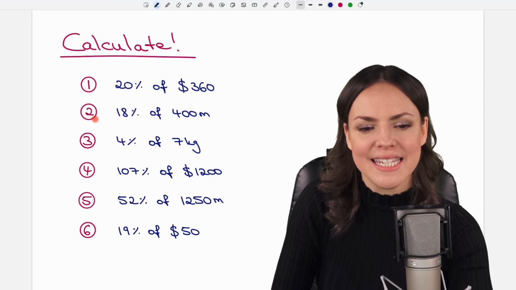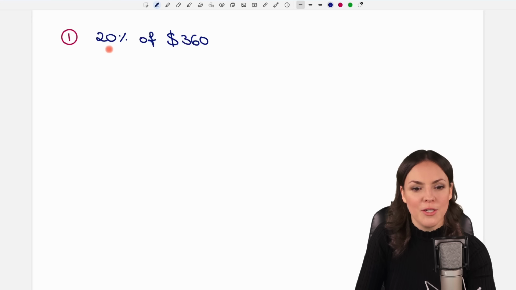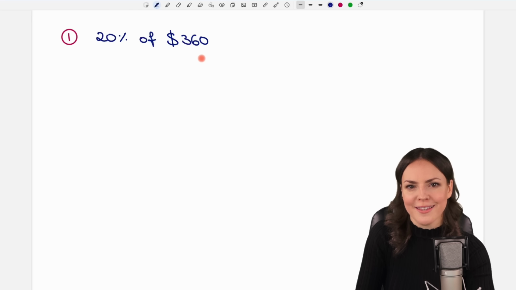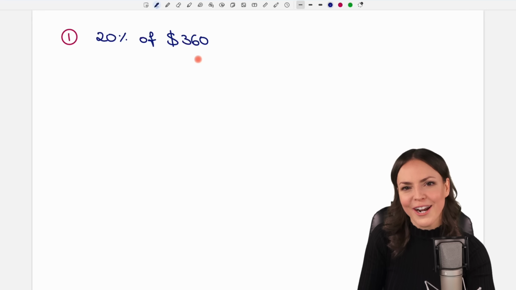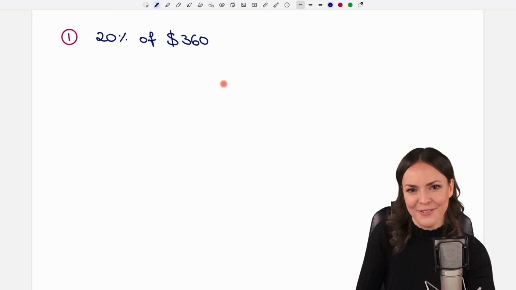We go through these 6 examples together, so let's start with the first one. 20% of $360. There are several ways how to calculate this. You can tell me your favorite way in the comments if you want to. I show you a way using fractions now. I know fractions are usually not the most popular thing to use, but it's not that difficult.